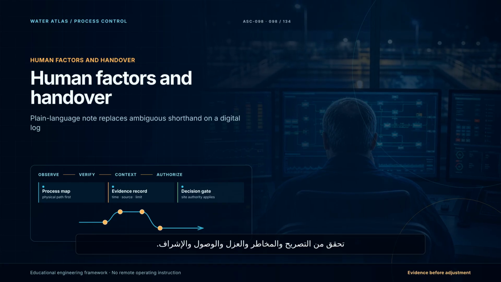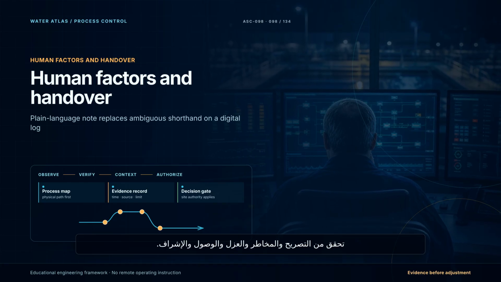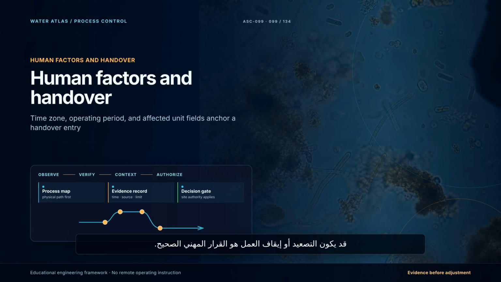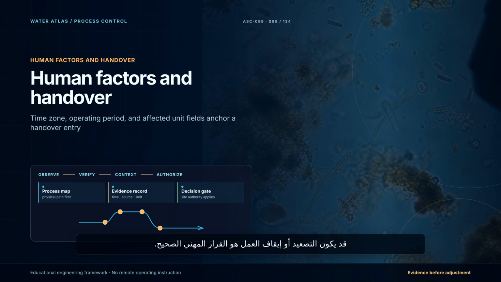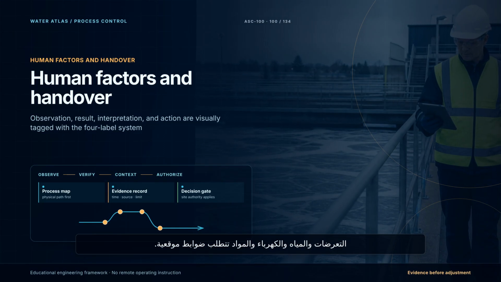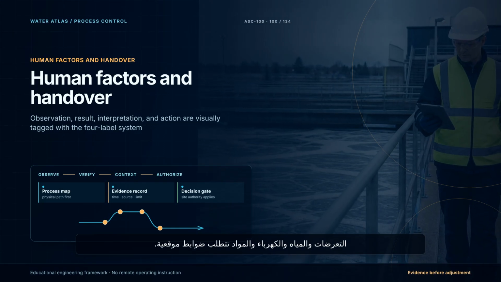This is where a well-kept diagnostic board becomes practical. It provides a common record for handover, repair planning, management communication, and subsequent review. The best process control framework fails if information is trapped in one shift, one notebook, or one person's memory.